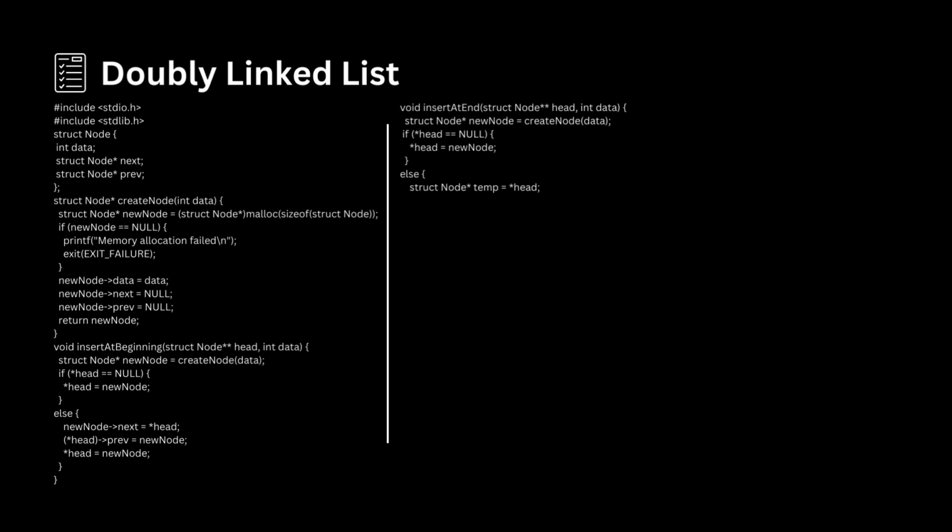If the linked list is not empty, this part of the code is executed. It starts by creating a temporary pointer temp and initializing it with the current head of the list. This loop traverses the list until it reaches the last node. This is done to find the current last node in the list.